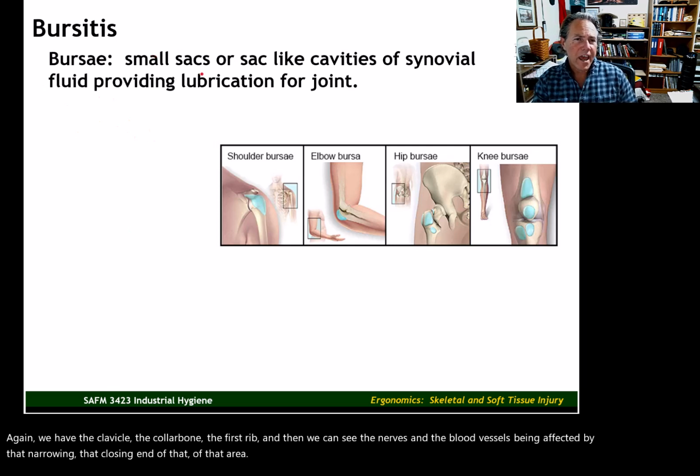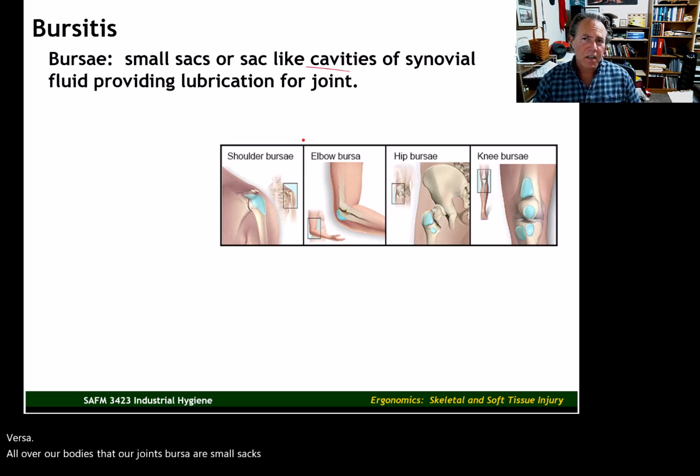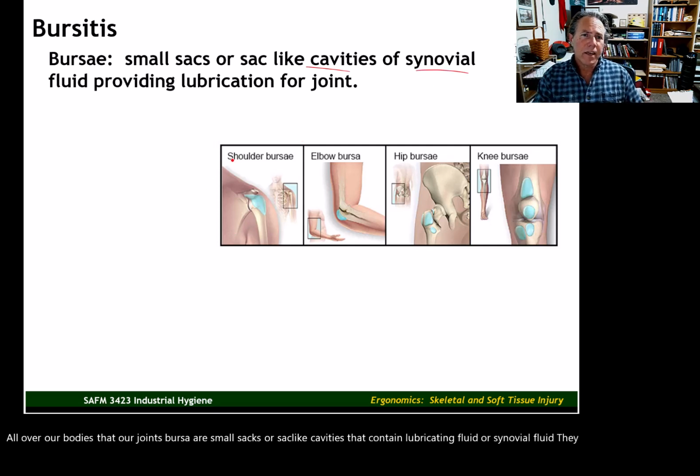Bursitis. We have bursa all over our bodies, at our joints. Bursa are small sacs or sac-like cavities that contain lubricating fluid or synovial fluid. The synovial fluid is lubrication for our joints. We have bursa in our shoulders, elbows, hip, knee.